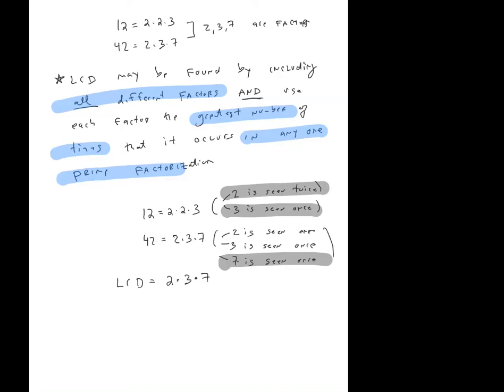Right, so the LCD would be 2 to the power of 2 times 3 to the power of 1 times 7 to the power of 1, which ends up giving us 84. And this is what we're going to be doing. Finding LCDs, the only difference is that we're going to be doing it for polynomials. Or we factor.